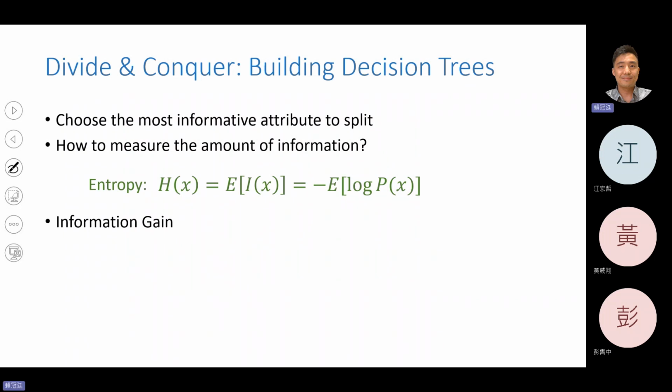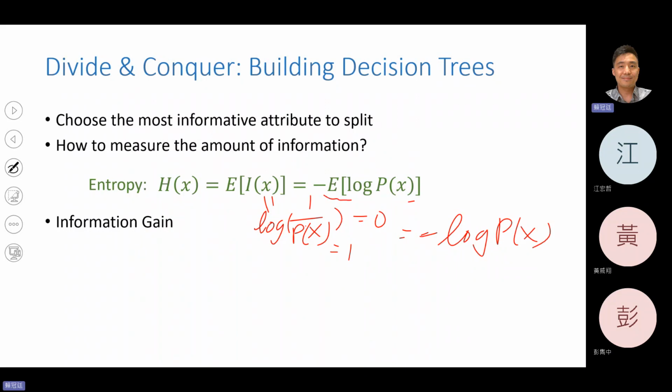The amount of information is in reverse order of the probability of appearance. In other words, if you appear more often, you have less information. And we calculate the log, because when the probability is 1, the log output is 0. So 1 means 100%. If you appear 100%, your information is 0. This is equal to minus log of x. Then finally, the expectation of the information is the entropy.